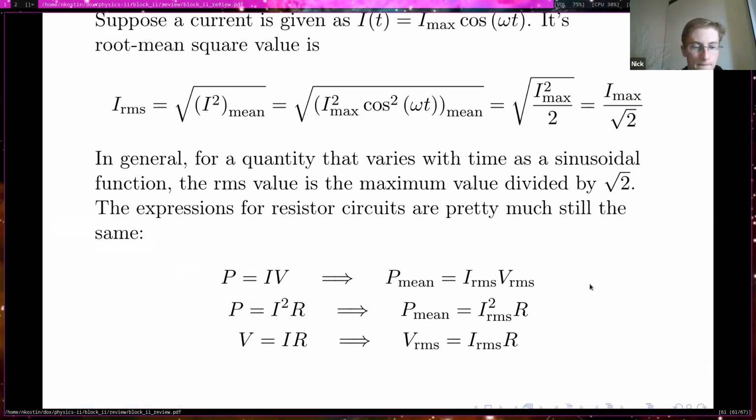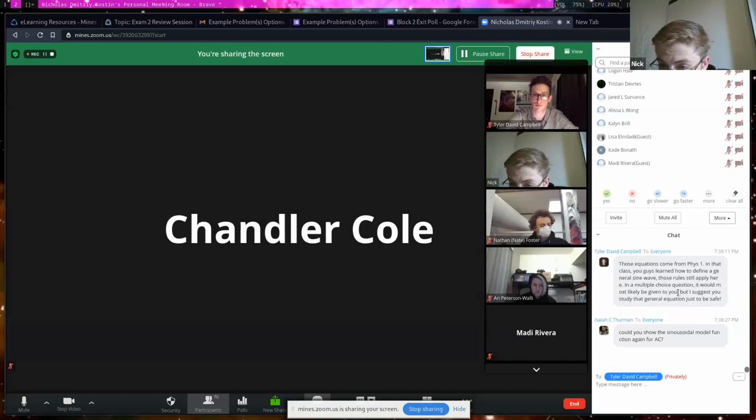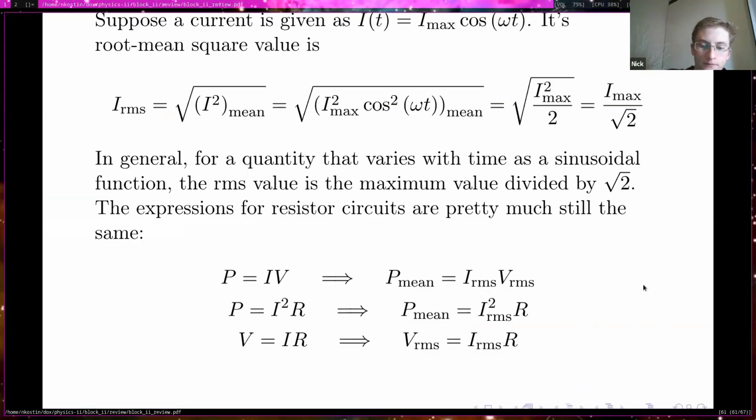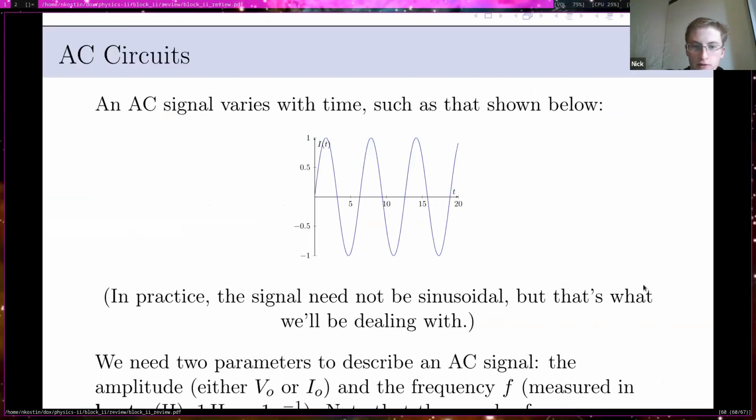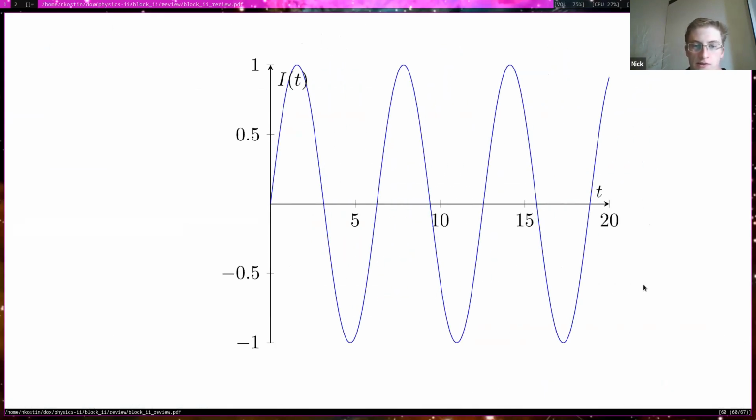Any questions there? Yes, please. Could you show the sinusoidal model function again for AC? Yeah. I should have labeled it, and I will when I post these slides, but all this function is, is sine of t, because I have an amplitude of 1. Just like a regular sine function, it has a period of 2 pi, which is 6.28 or something. So just to clarify quickly, the amplitude is the distance from the x-axis to one of the peak values, right? Yep. Thank you.